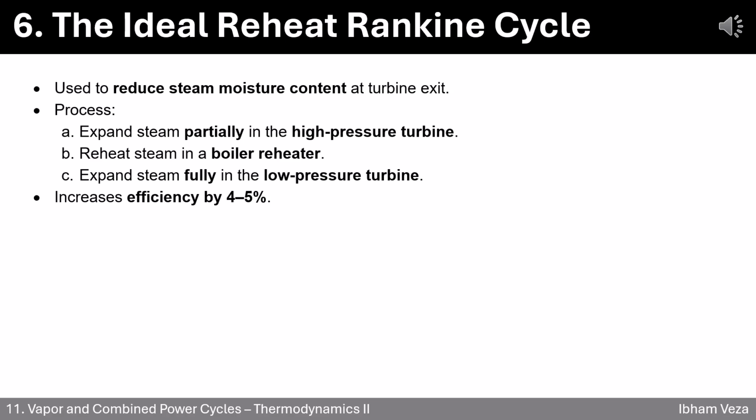The process is easy to follow. First, we expand the steam only partially in a high-pressure turbine. Then, before the steam gets too wet, we send it back to the boiler for reheating. After reheating, the now hotter steam is expanded again, this time fully, in a low-pressure turbine.